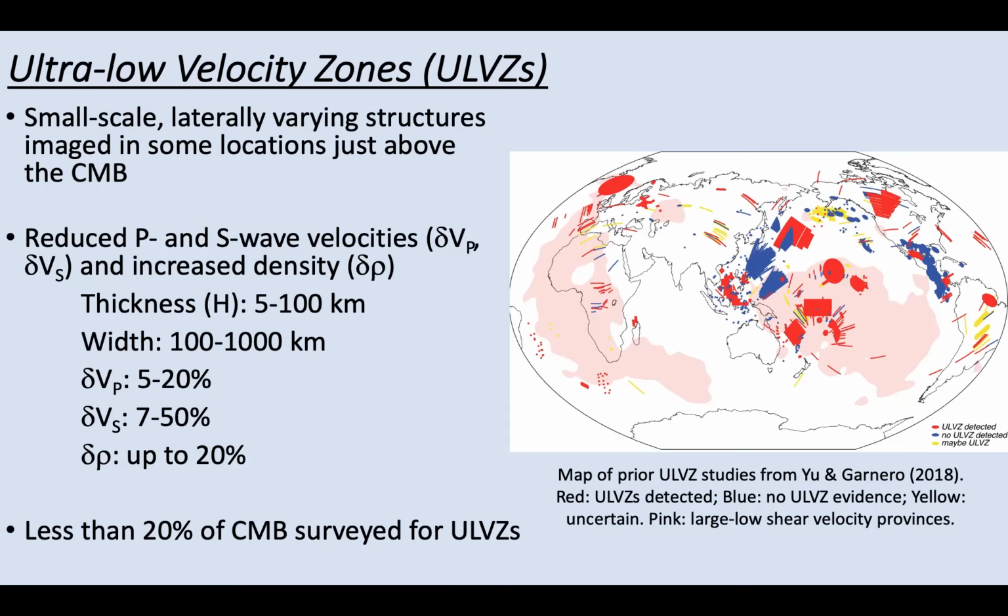This, of course, has led to a lot of questions. What are ULVZs? What's the source mechanism? And how do they relate to the thermochemical processes and situation down in the lowermost mantle? The uncertainties associated with ULVZs are somewhat exacerbated by the fact that only about 20% of the core-mantle boundary has actually been probed for ULVZ presence. There are still a lot of questions about what these features are, and again, what can they tell us about large-scale Earth dynamics and deep Earth processes.